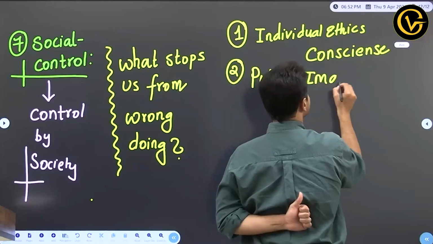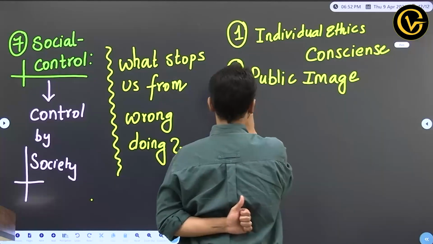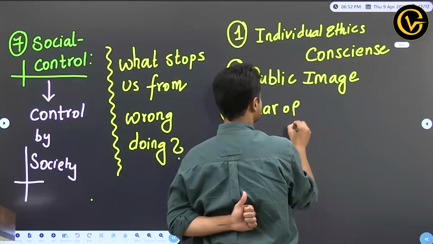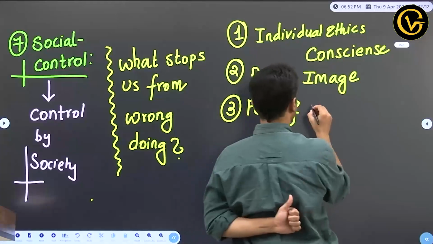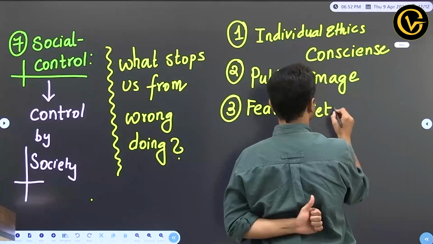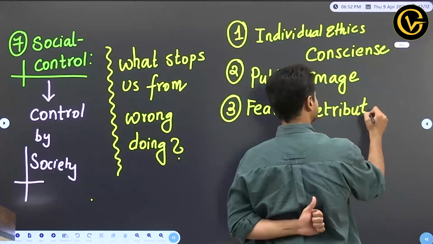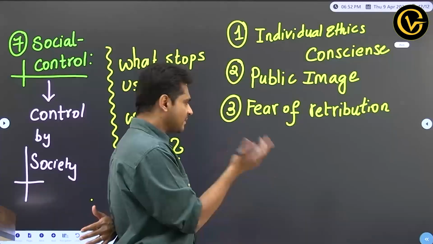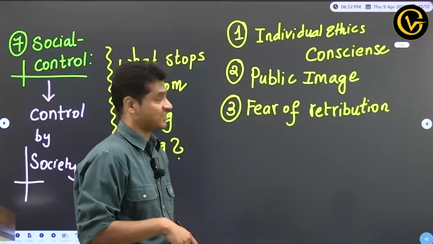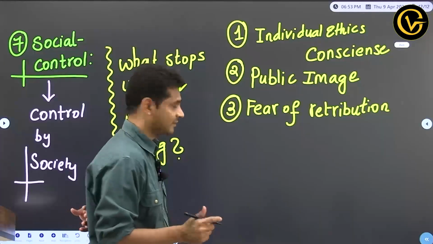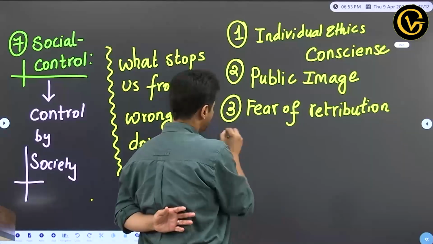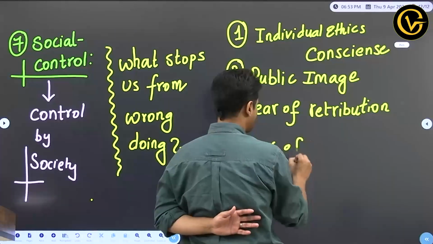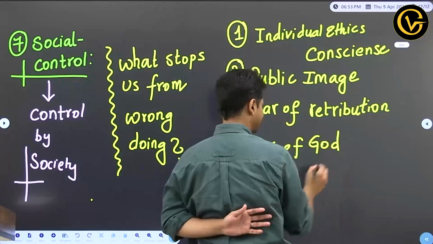Public image. One. Then fear of retribution, which means people might scold you or people might punish you. Fear of punishment might stop us from doing wrong. Then what else? Fear of God. Karma is a religious principle. So fear of God. Then what else?